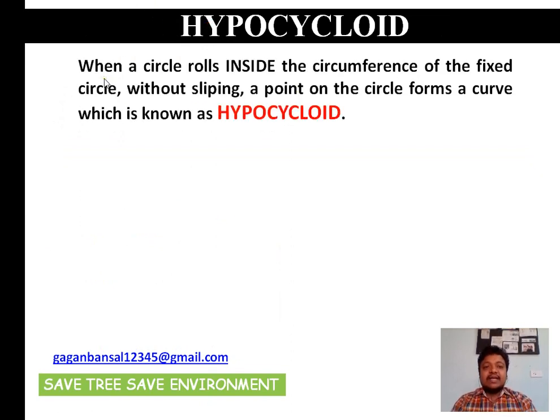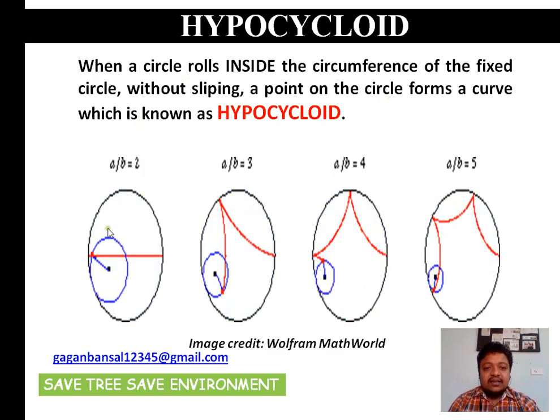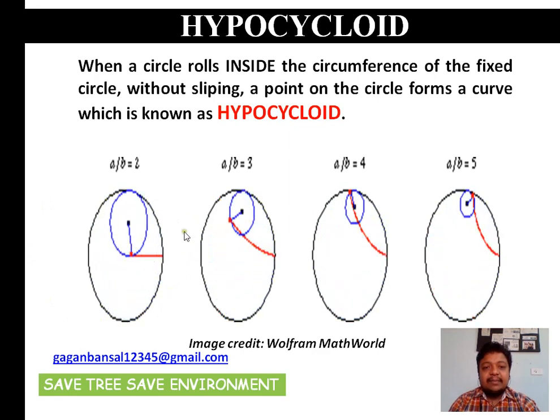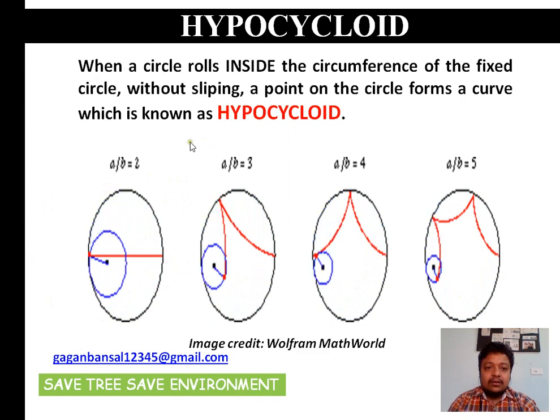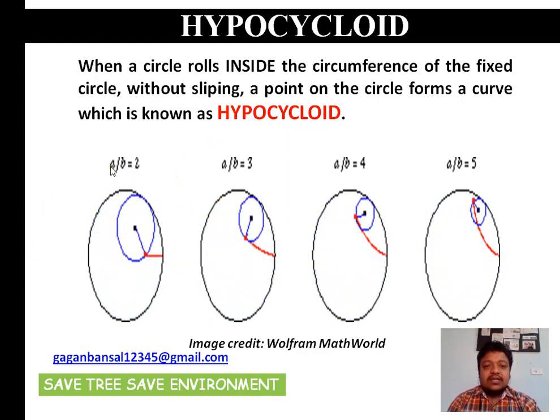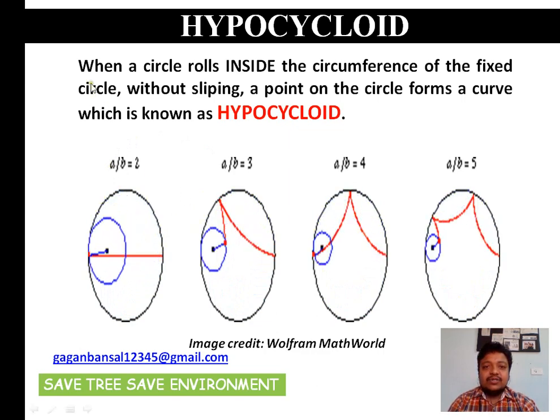So what is hypocycloid? When a circle rolls inside the circumference of the fixed circle without slipping, a point on the circle forms a curve which is known as hypocycloid. That is, when the circle rolls inside the circumference of the fixed circle, as we have taken a fixed circle, this red color part traced by the point on the circumference of the rolling circle is known as hypocycloid.